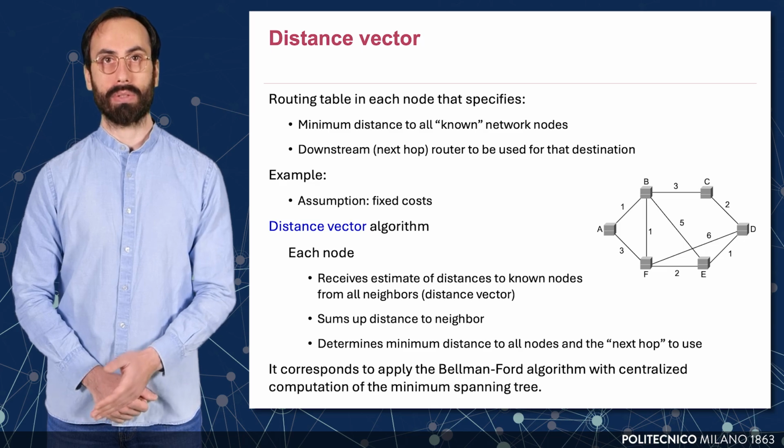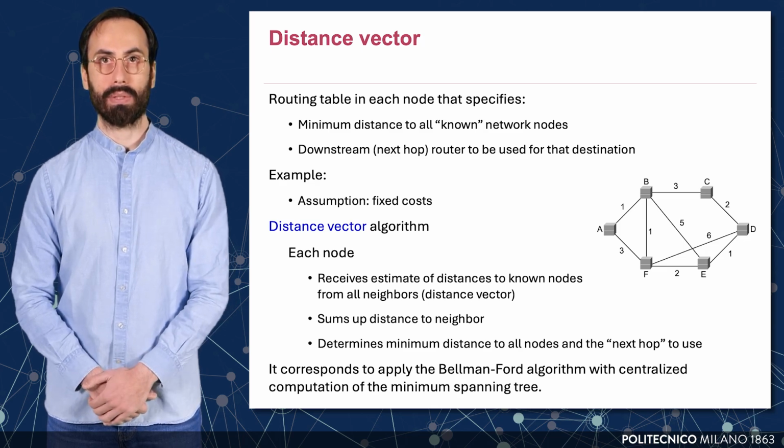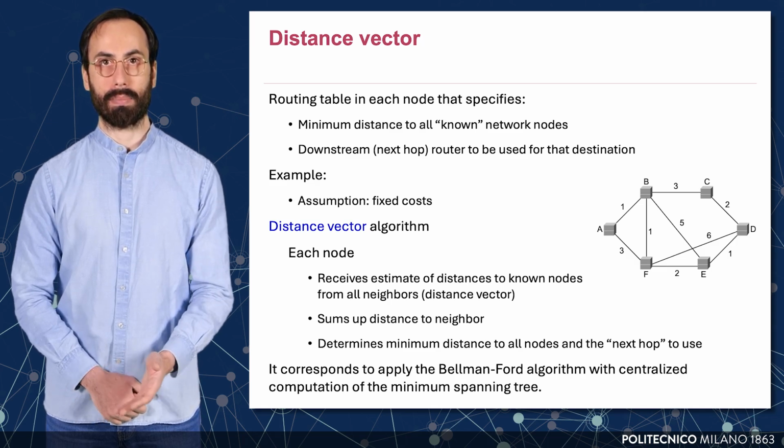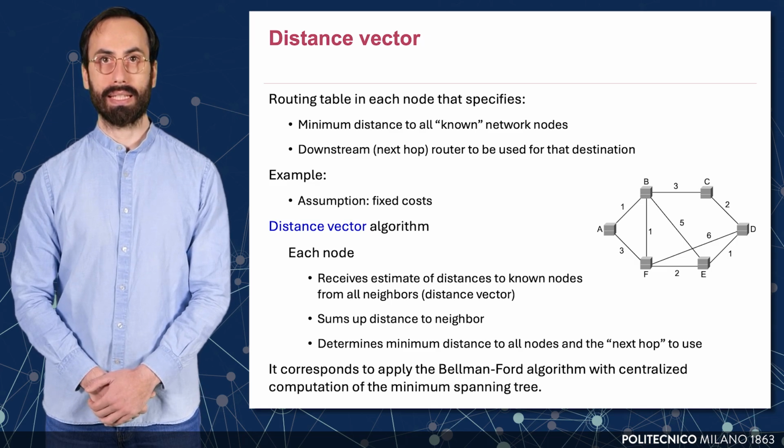This process continues until all routers converge on the shortest paths. This algorithm assumes fixed link costs and resembles the Bellman-Ford algorithm, where each node relies only on local knowledge from neighbors. It's simple and distributed, but slower to converge compared to link state approaches.